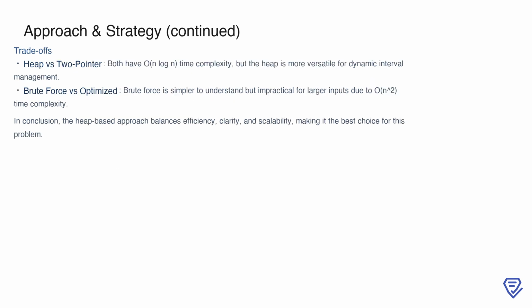When comparing the different approaches, there are clear trade-offs to consider. The heap-based approach and the two-pointer method both share a time complexity of O(n log n). However, the heap is more versatile for managing dynamic interval problems, making it a better long-term choice for similar scenarios. On the other hand, the brute force method, while easy to understand, is impractical for larger inputs due to its O(n²) time complexity, which makes it inefficient for scaling.